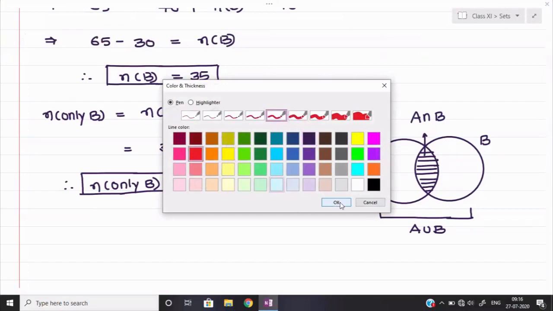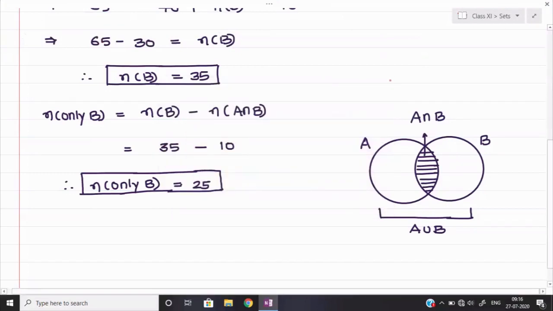Now if I show you the value of A minus B, let me take some other color here. Yes, now see, A minus B means this region, which I just shaded in red color. It is called A minus B because from A you subtract the common elements with B, so this is called A minus B, or you can say only A.